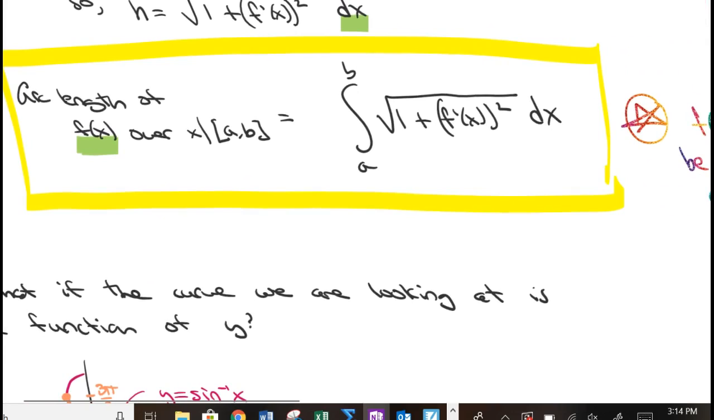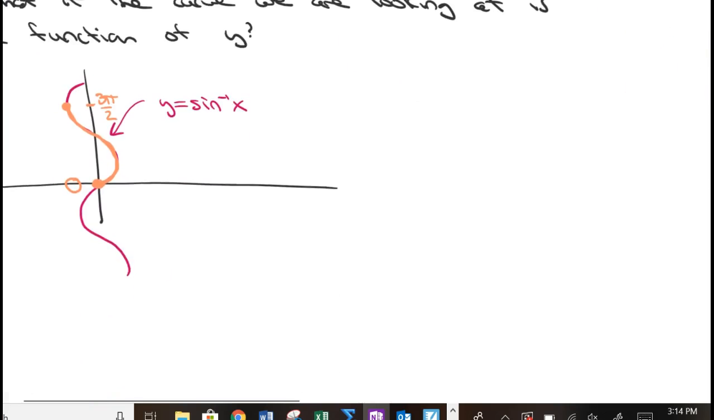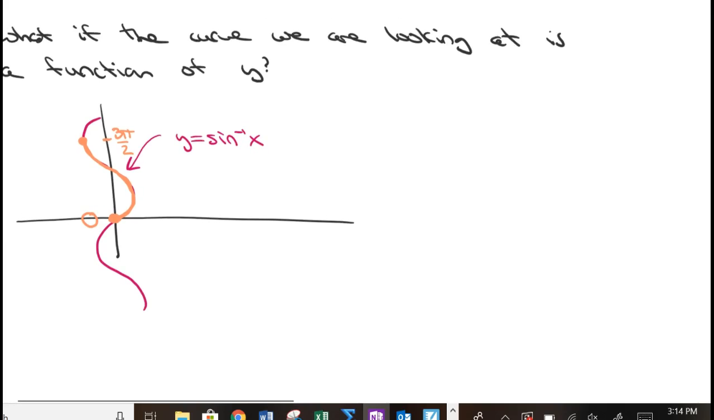The dummy variable again has to agree with everything. If you're looking at the length of a function of x, then it makes sense that the dummy variable has to be x, and the limits of integration have to be x equals something. And of course, if you're looking at the length of f of x, then the integrand should be in terms of f. Here, this curve is not a function of x, but I can call this a function of y, or g of y.